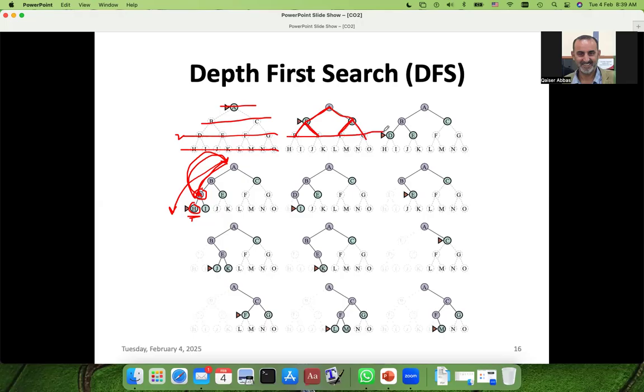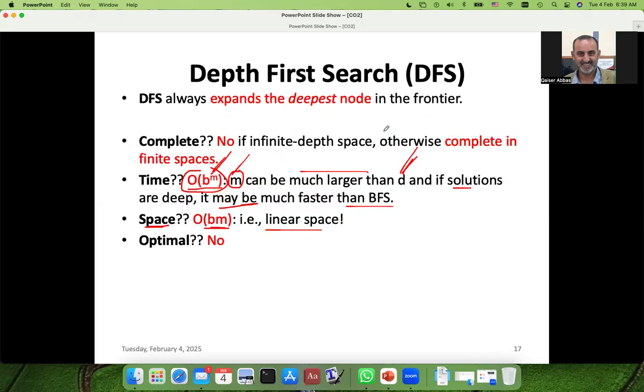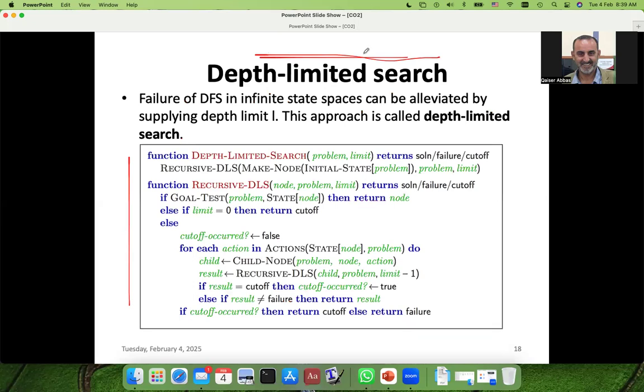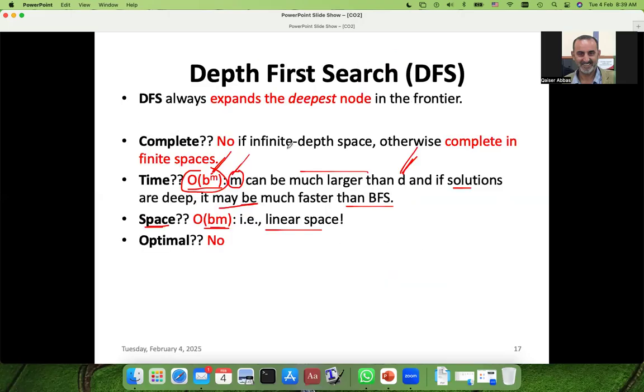This is the idea of introducing a limit in the depth first search. That's why it is called depth limited search. So this is the algorithm now. We will introduce a limit, and here the function is depth limited search.